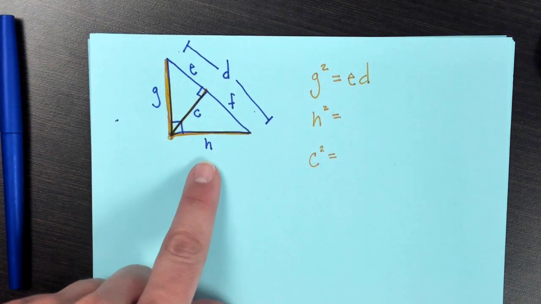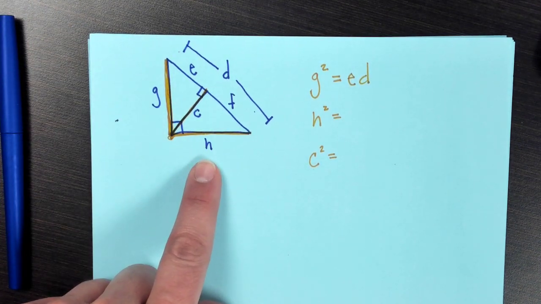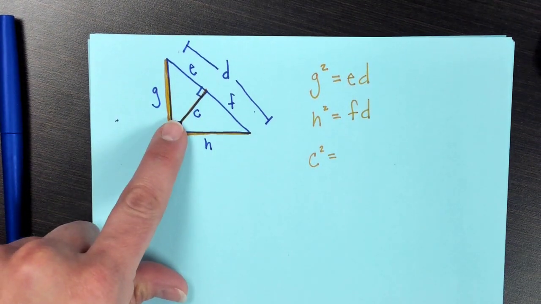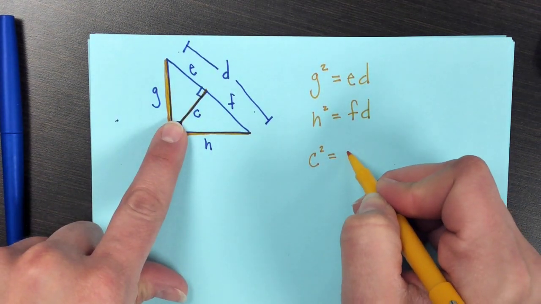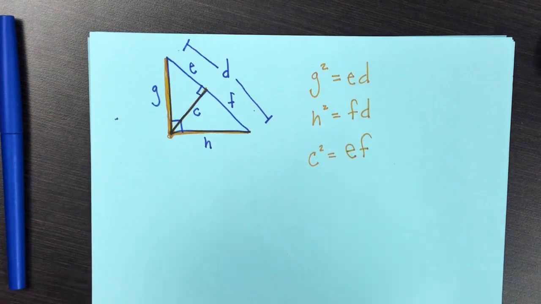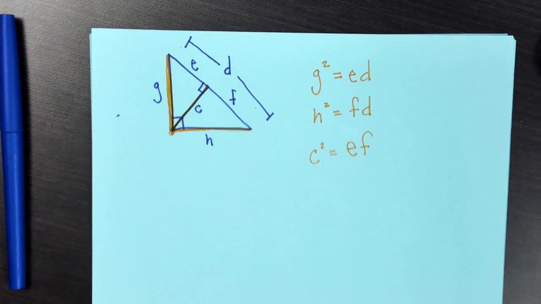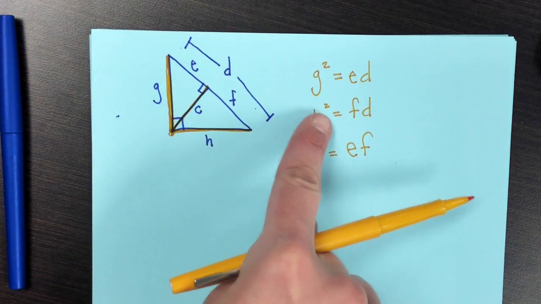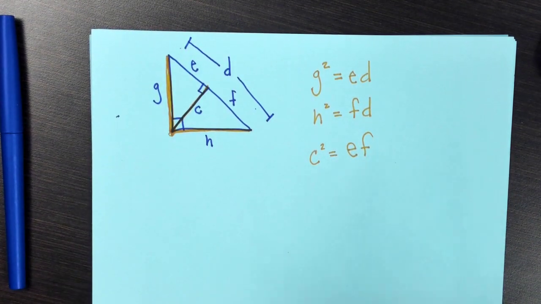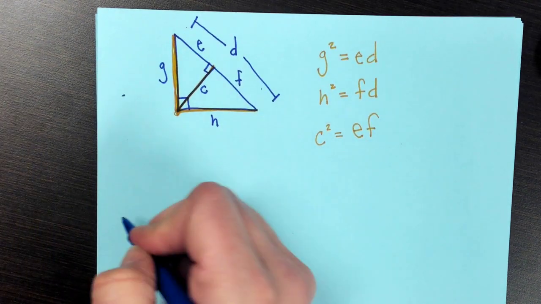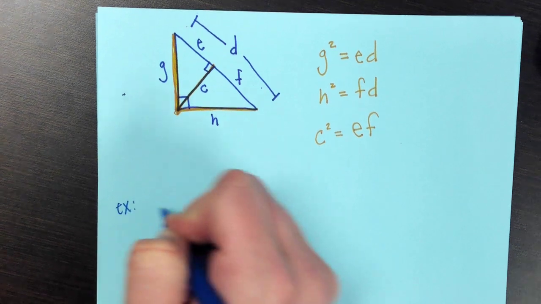What about H squared? What's that going to be equal to? FD. And what about C squared? EF, short. Each one of these is an equation. Each one of these stands for numbers. Once we know the numbers, we plug it in and solve. So the formula and understanding where it came from is the hard part. So here's an example, and then I will let you be for the night.